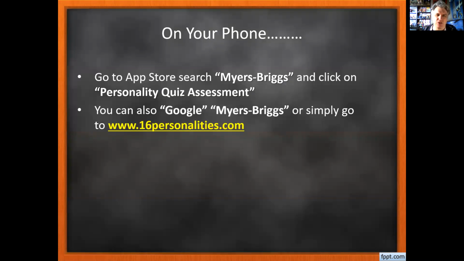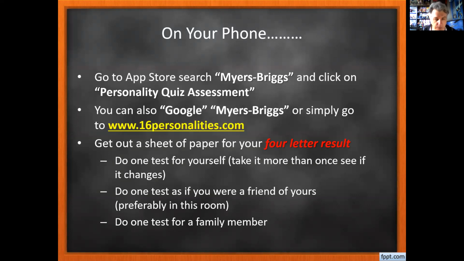So here's what I need you to do on your phone, tablet, computer, if you're looking as well. Go to the App Store, search Myers-Briggs, click on Personality Quiz Assessment. You can also go to Google, Myers-Briggs, or simply go to 16personalities.com. When you do that, if you download the app, you'll have a little personality test that'll come out. Just take the little test. So go through it, take the test, and get out a sheet of paper. And on that sheet of paper, write it down, a little note. You'll have four letters that it will come up with.